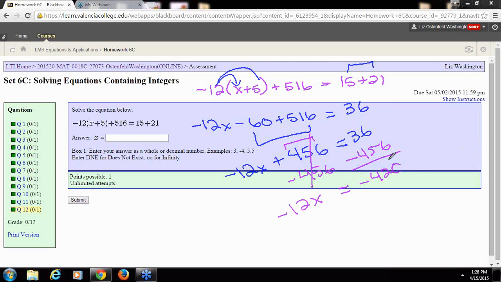I have one final step, and that is to get the variable all alone by doing division. So in order to finish the problem, I'm going to have to divide by negative 12 because I want to get this x all by itself. And since I divided by negative 12 on that side, I'm also going to divide by negative 12 on this side, and I'm going to get x equals a positive 35. Right? Yes. All right, cool. All right, I'm just going to keep going.